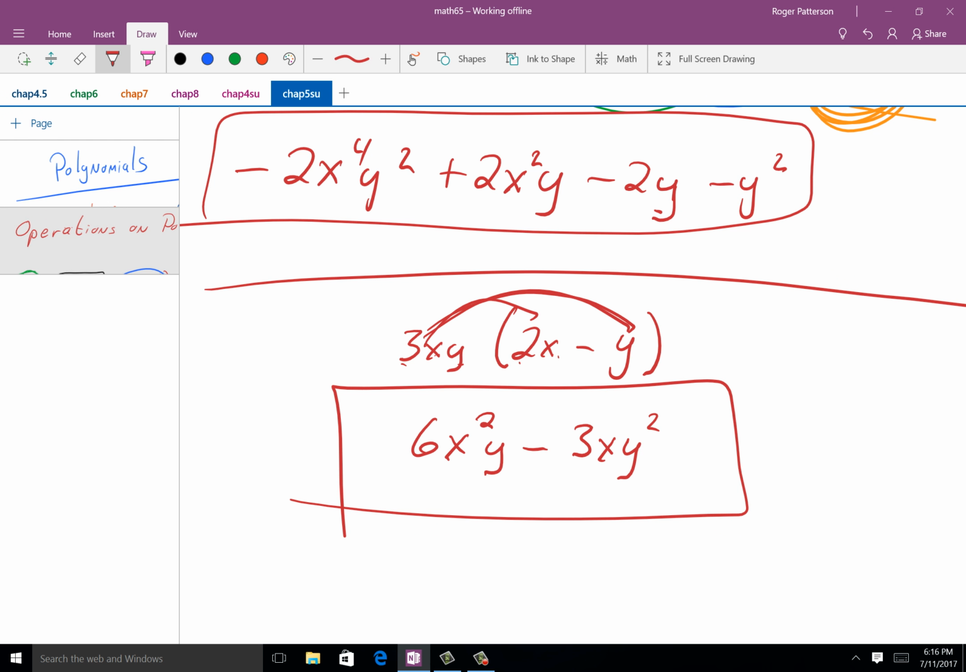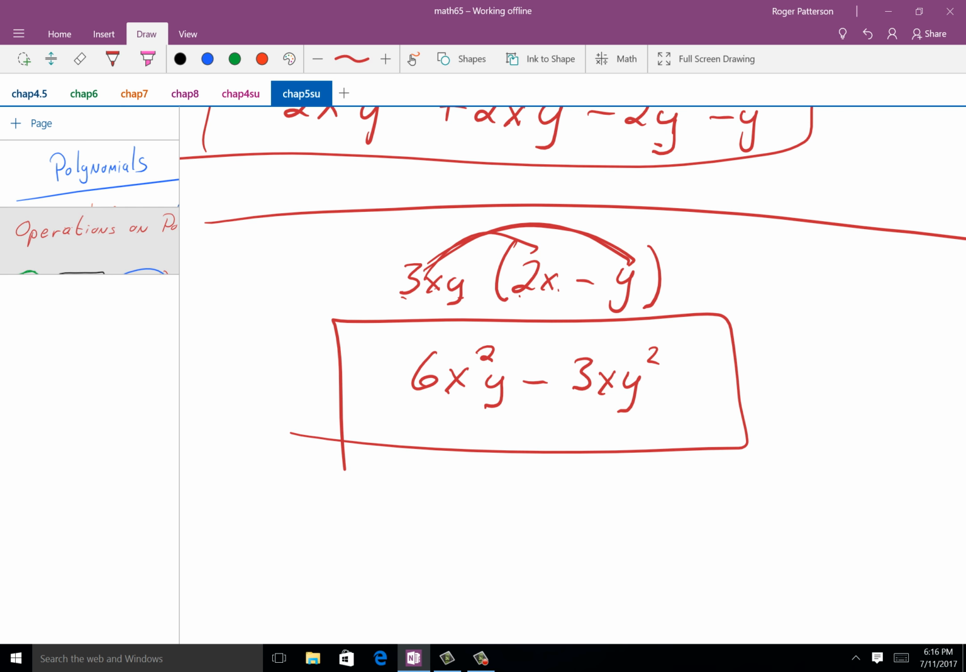So make sure you're careful with what you combine. Let's see here, they have one with an AB in it.